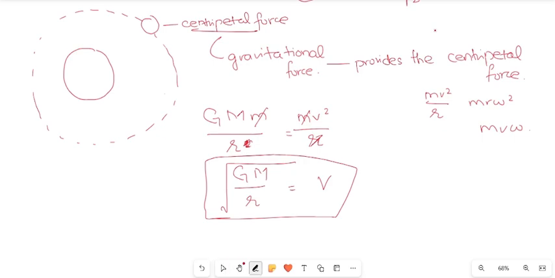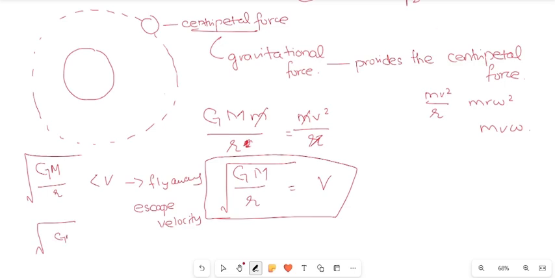It's just an added thing: if this value, GM over r, is less than v squared, the planet that is circulating will not be in a circular motion anymore, it will just fly away. This is the escape velocity in simple terms. And if this value GM over r is greater than v squared, the planet will crash.